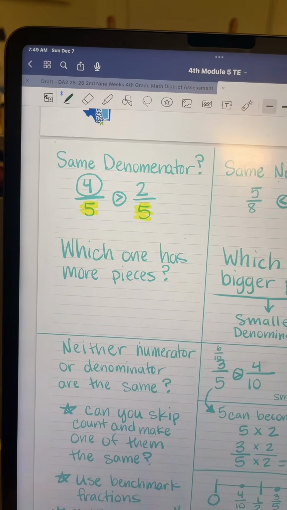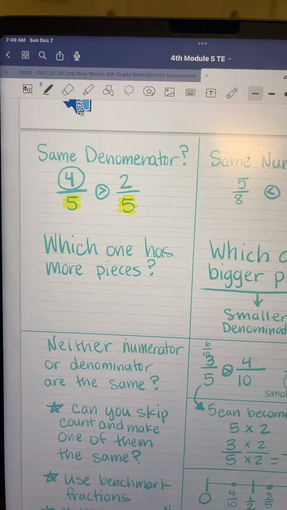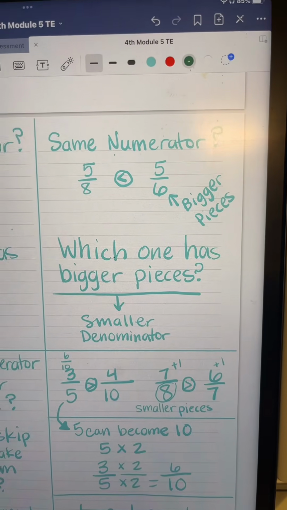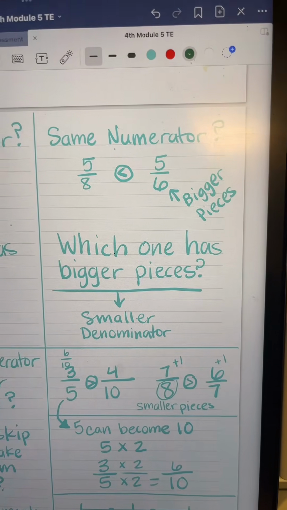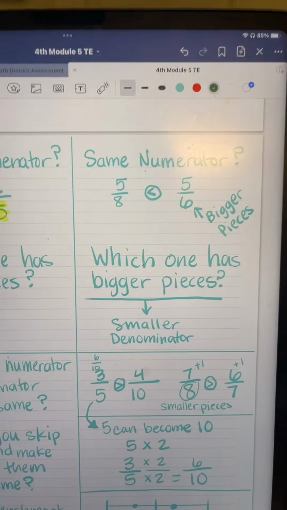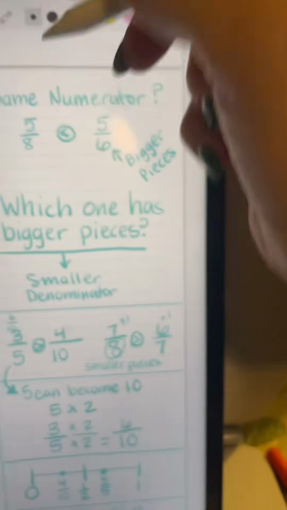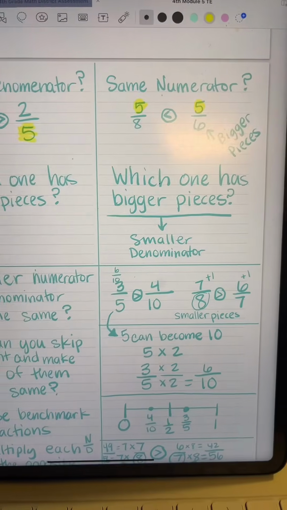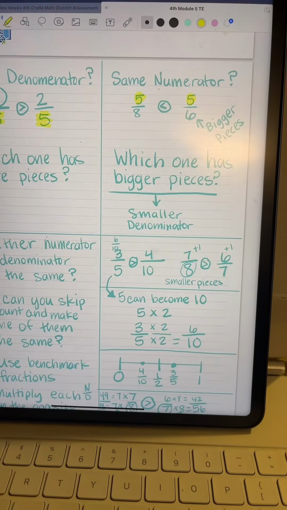If you do, which one has more pieces? Do you have the same numerator? Which one has bigger pieces? We talk about how the bigger the denominator, the smaller the pieces, because you're splitting it with more people. The smaller the denominator, the bigger the pieces.